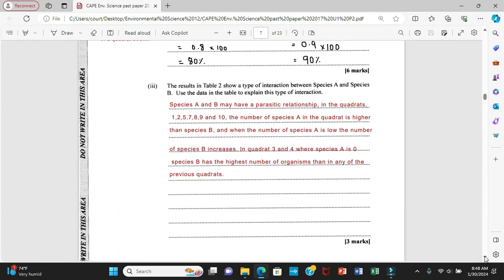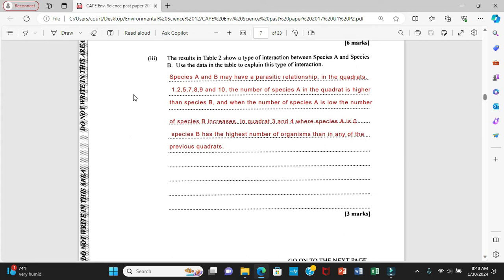Alright, let's move on. Part 3 says the results in table 2 show a type of interaction between species A and species B. Use the data in the table to explain this type of interaction. Let me just read what we have and then we can go up and explain. Species A and B may have a parasitic relationship. You know what parasitic means: one lives on the other, benefiting while the other is not benefiting.